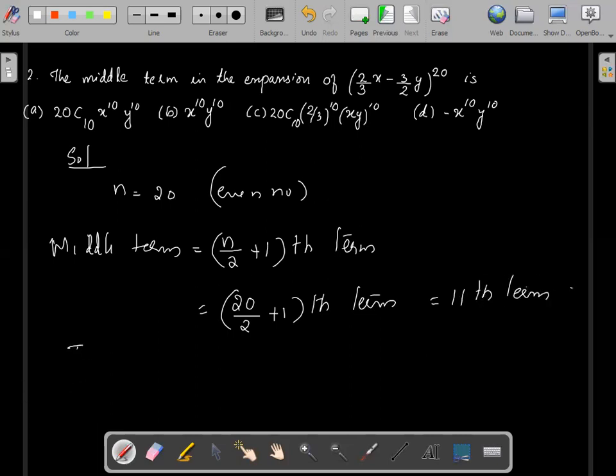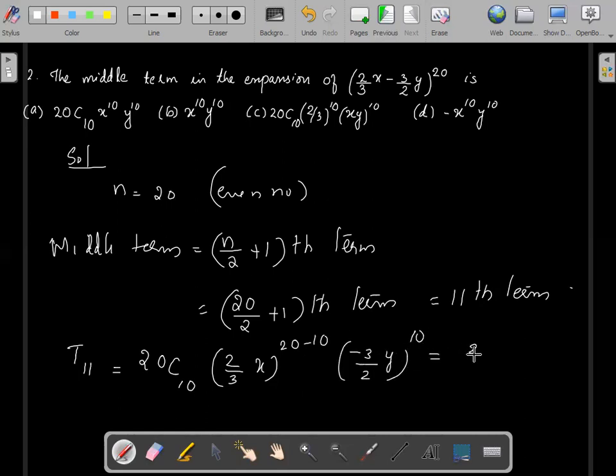അപ്പോൾ നമുക്ക് കണ്ടുപിടിക്കേണ്ടത് T11. That is the 11th term. So 20C10 (2 by 3 x) raised to n minus r, that is 20 minus 10, into (minus 3 by 2 y) raised to 10. So ഇത് സിംപ്ലിഫൈ ചെയ്യുമ്പോൾ നമുക്ക് കിട്ടുക 20C10 x raised to 10 y raised to 10. Therefore our answer is 20C10 x raised to 10 y raised to 10. So answer is A. Thank you.